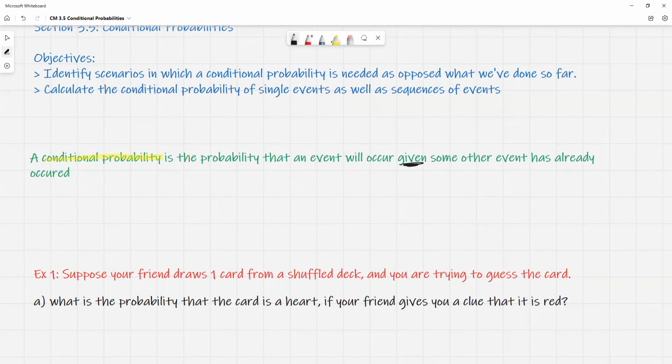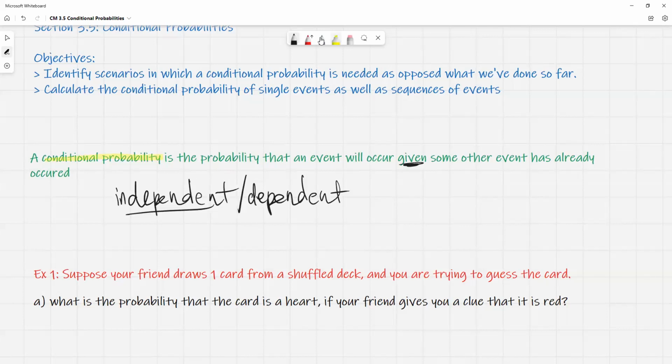And so there's a huge focus on independent versus dependent events in this section, right? If you remember what independent versus dependent means, two events are independent if one event occurring does not affect the probability of another. And so we're actually going to look at a lot of dependent events. We're going to see how some events influence others, or how knowing some information influences the overall probability, okay? So let's start with the first example.